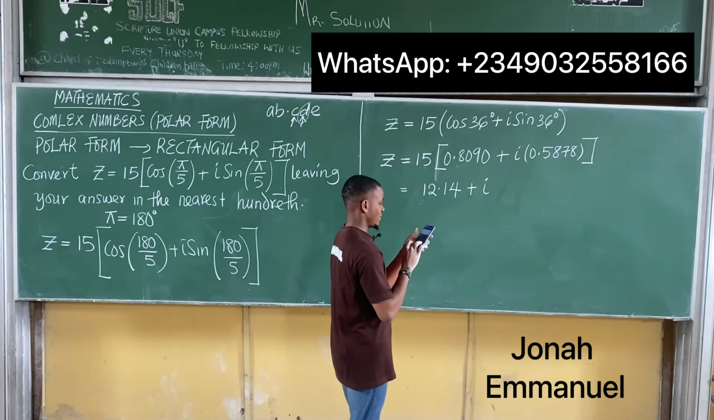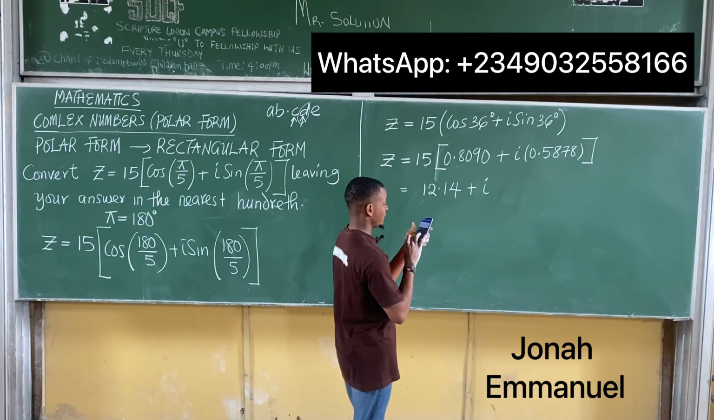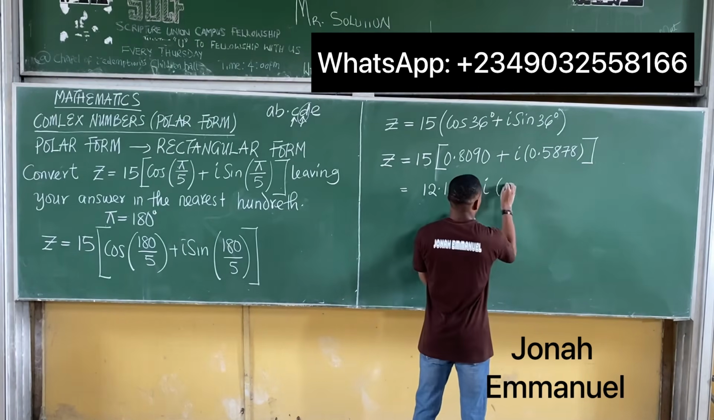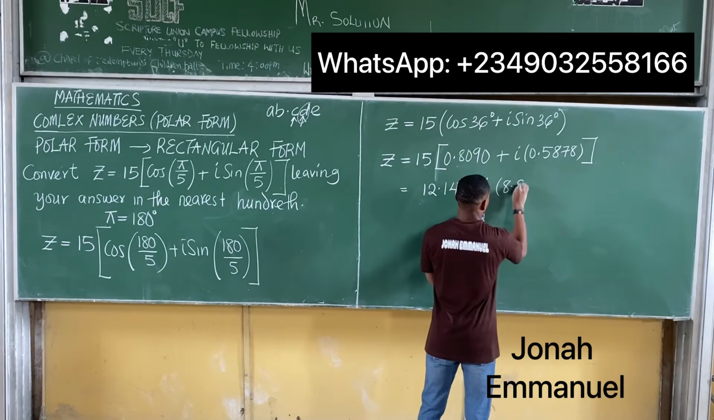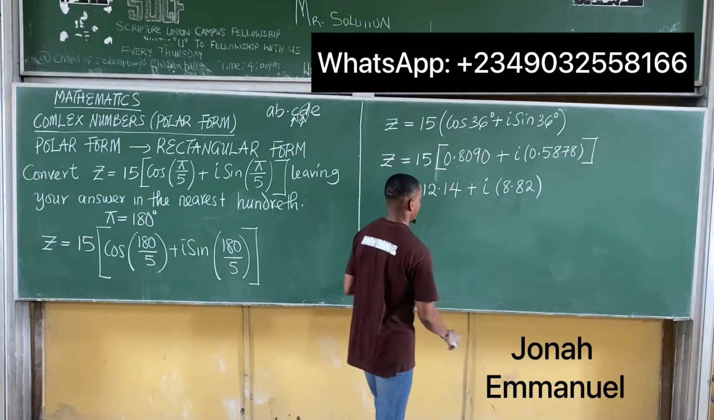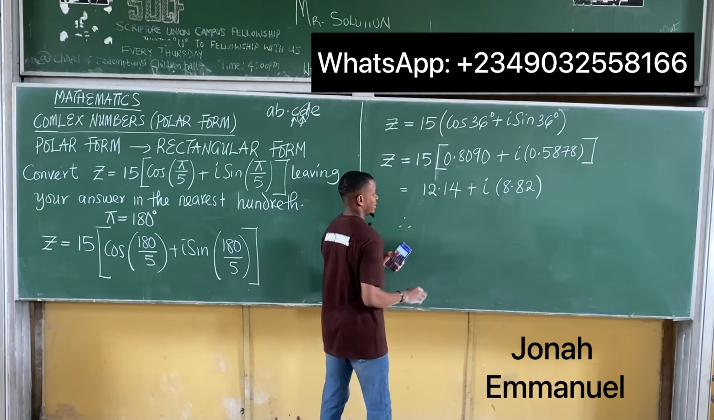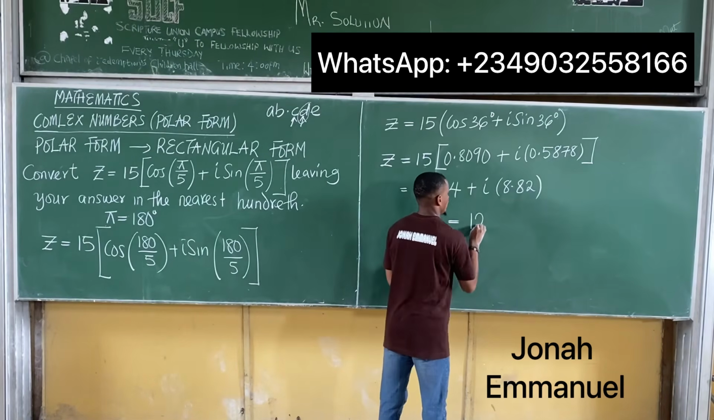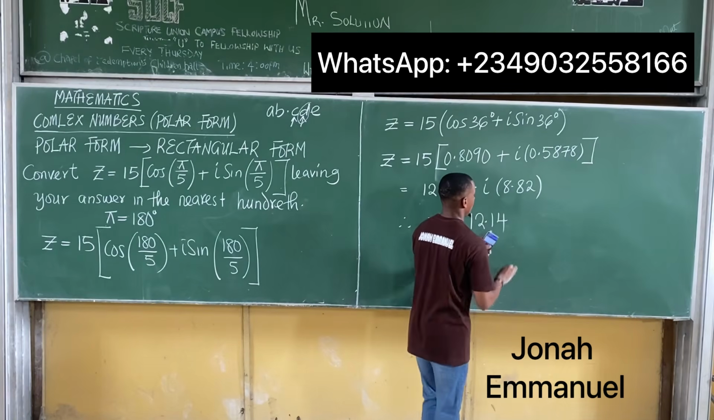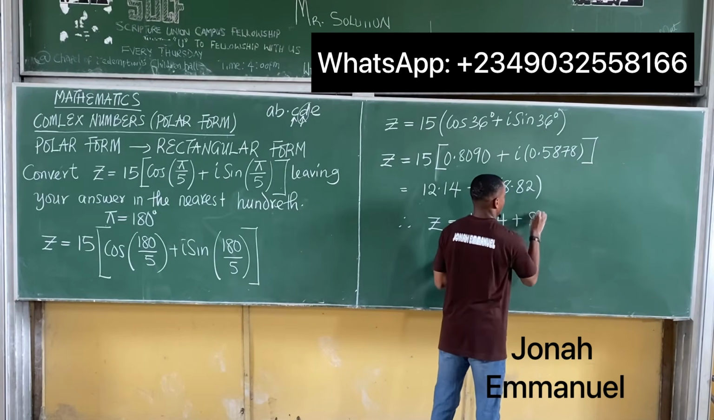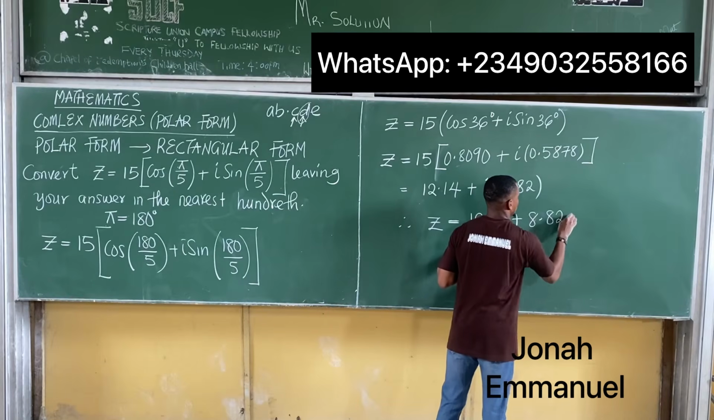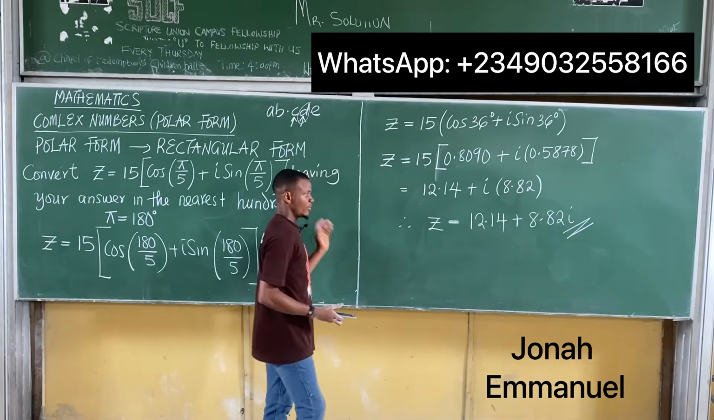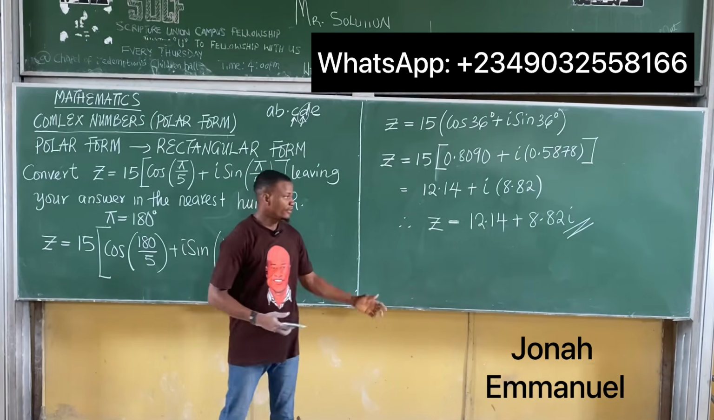That's 15 times 0.5878. That's about 8.82 to 2 decimal places. So therefore, in rectangular form, z is equal to 12.14 plus 8.82i. So I have successfully converted this from polar form to rectangular form.